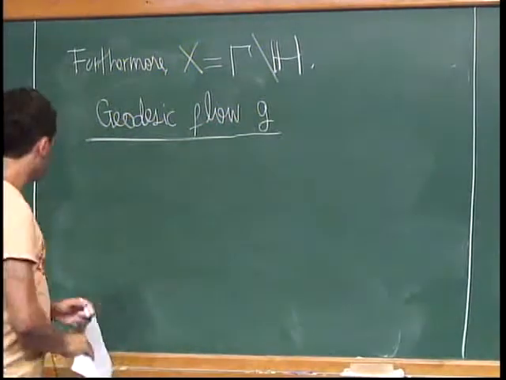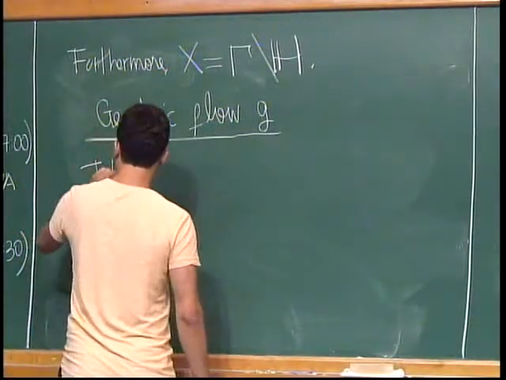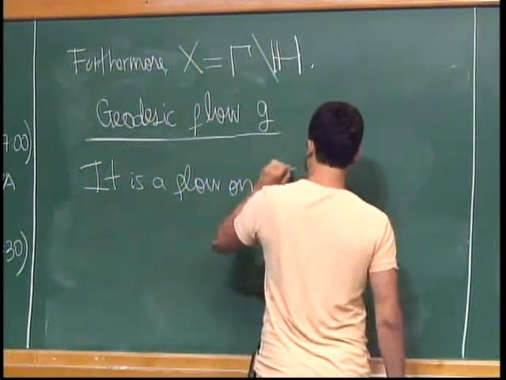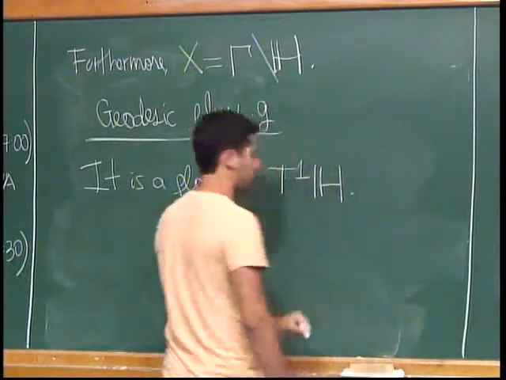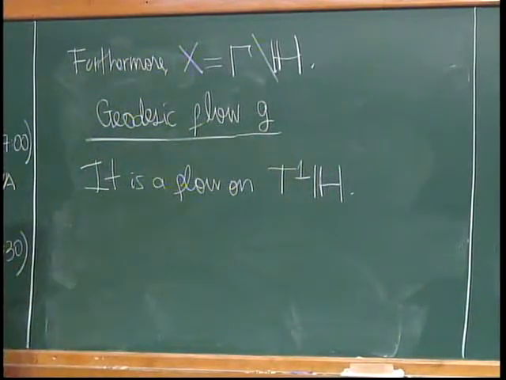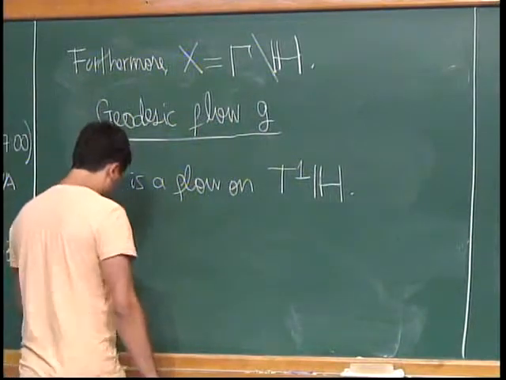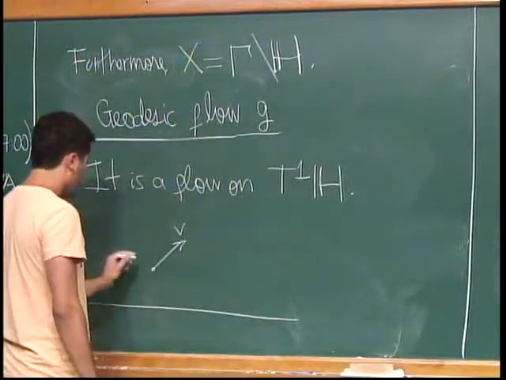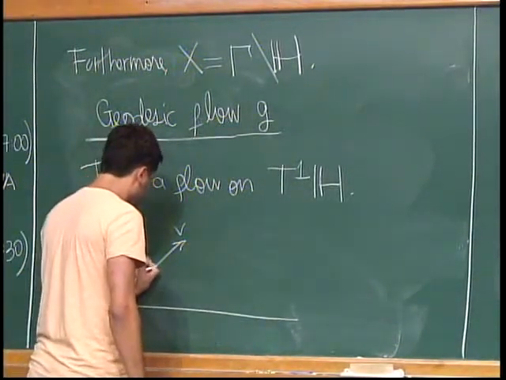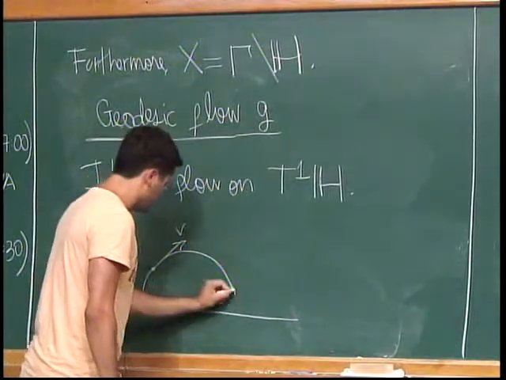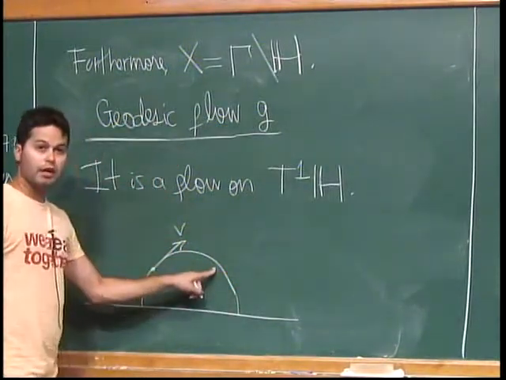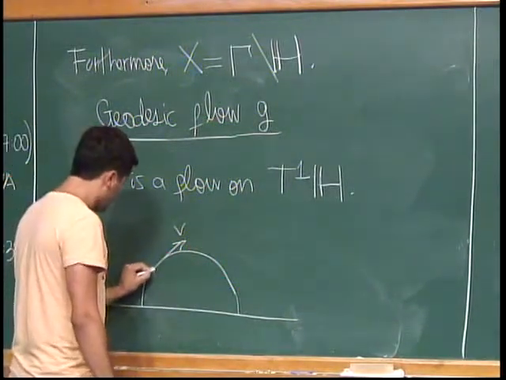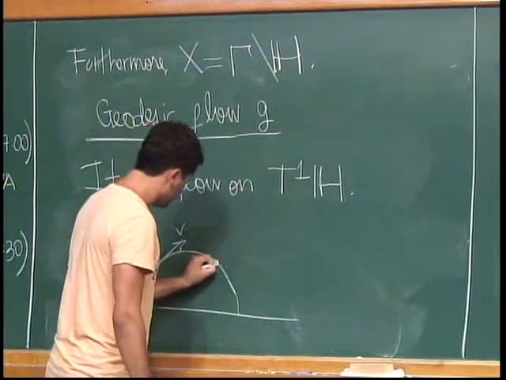Okay? So the geodesic flow is a flow on the unit tangent bundle of our space. Okay? And what does it do? It picks a vector v, and it walks. So the time t of this flow walks a distance t along the geodesic that this vector defines. So you are here. If you walk t in this direction, you follow here.